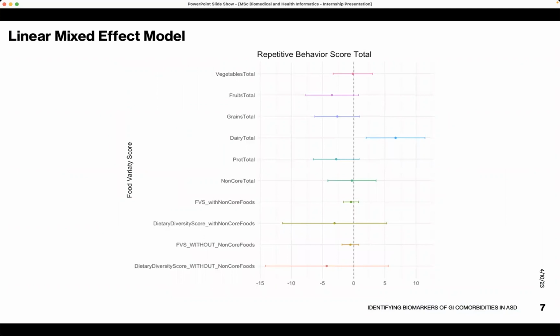Then looking at the linear mixed effects model, we can see with the forest plot here that there was an association between total dairy and a higher repetitive behavior score, as well as a trend towards a lower repetitive behavior score with higher fruits, grains, protein, and food dietary diversity in general. This is also working with quite a small n, so as the group increases in this ongoing study, we would expect to see more significance.